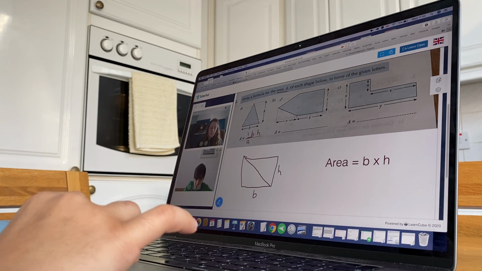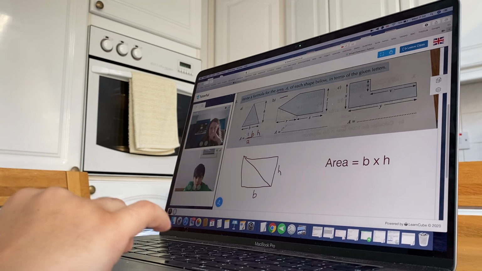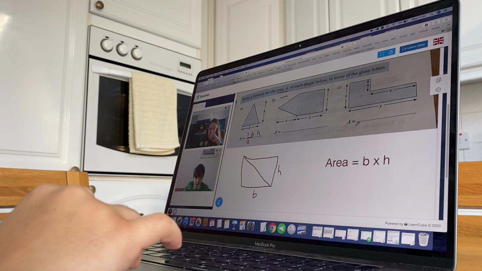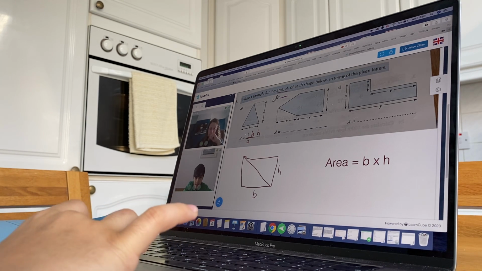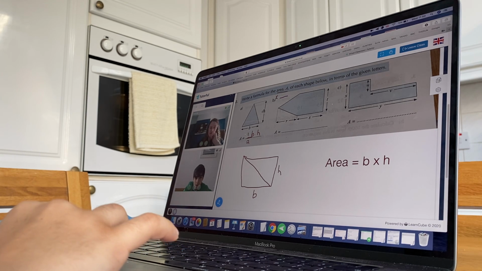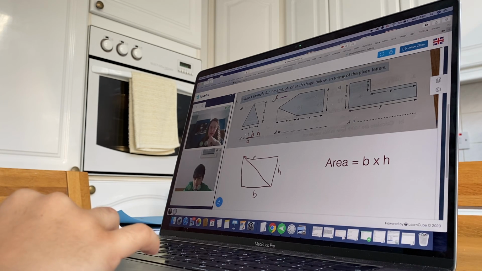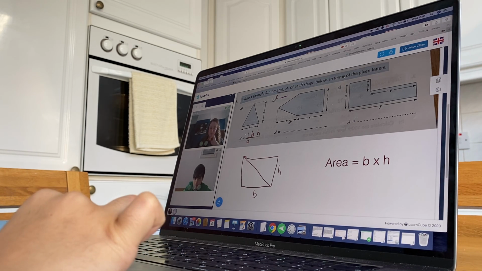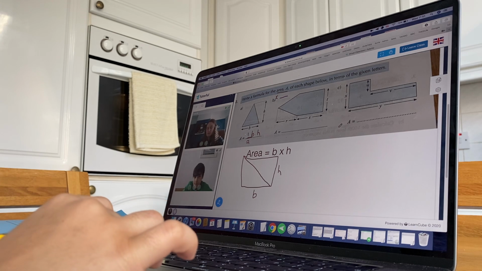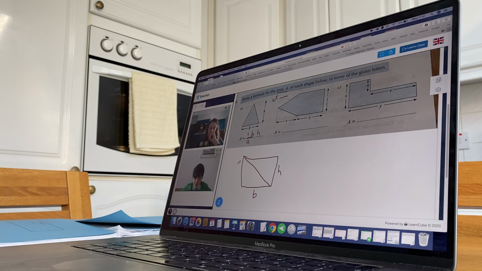So B times H, that would be equal to a half. This one is just a different question. I don't even know what you call this shape, like a house shape, I guess. So how do you think we might do this one then? A equals 1/2.